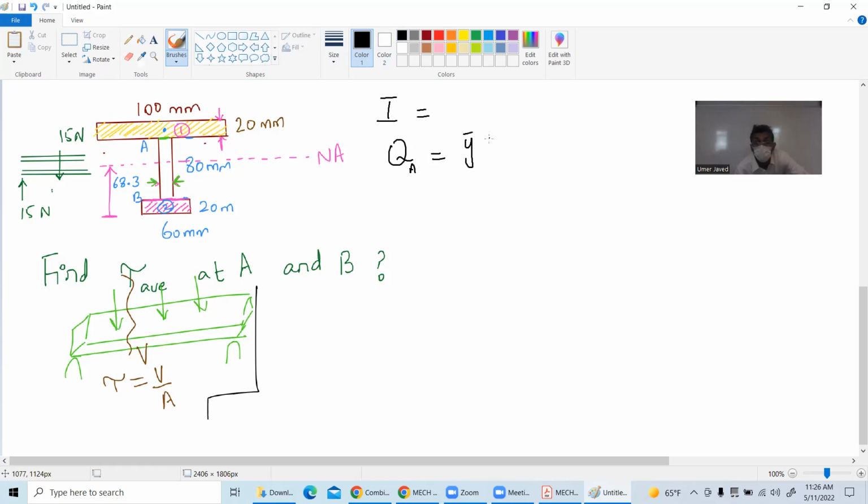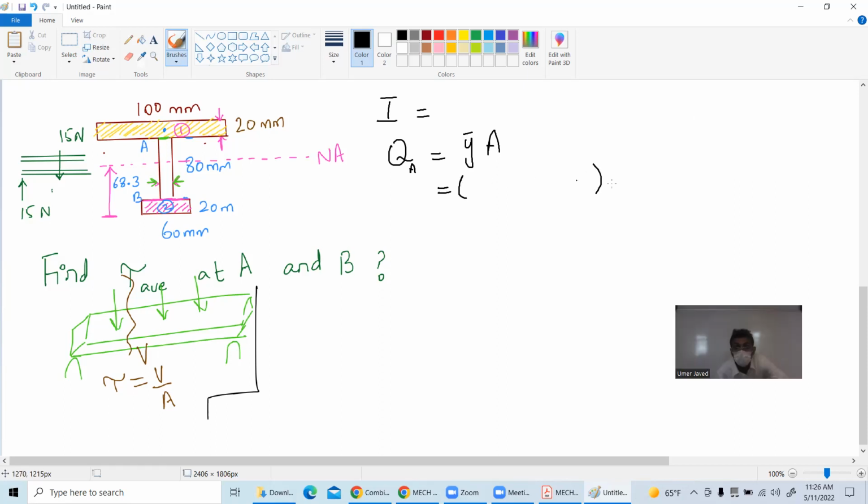Q A is equal to Y bar A. What is Y bar? It is the top one, right? You give me 100 into 20. So Y bar is... This is for A. First I will do A, then I will do B. 41.7, you figured it out. How did you do it? 68.3, this is 20, this is 40. 120 minus 10. I think everyone is saying the same thing. Okay, good. Then 100. Give me the value. 83.4, I calculated. Thank you. 10 to the power minus 6 meter to the power 4. Give me the I.